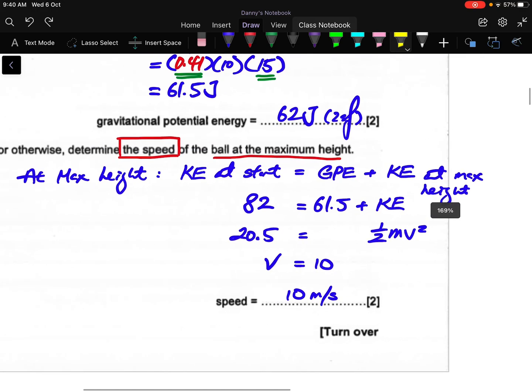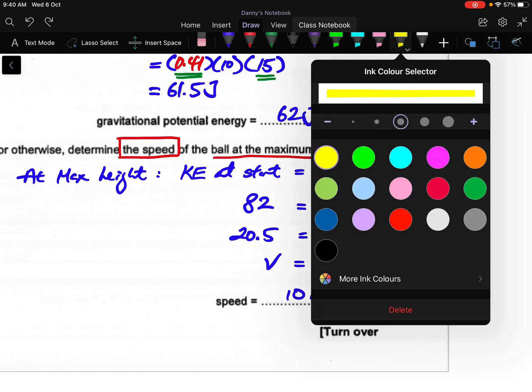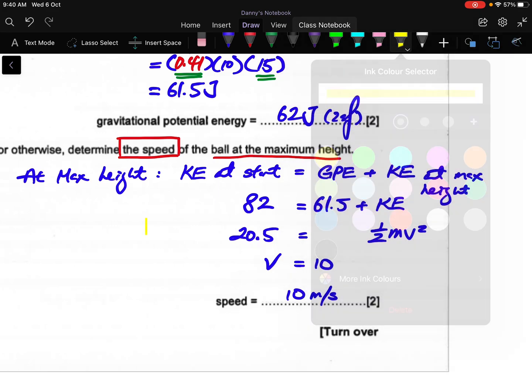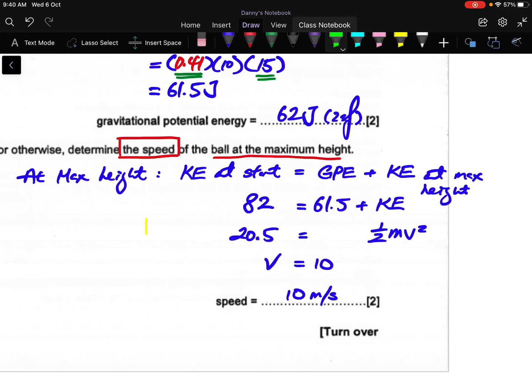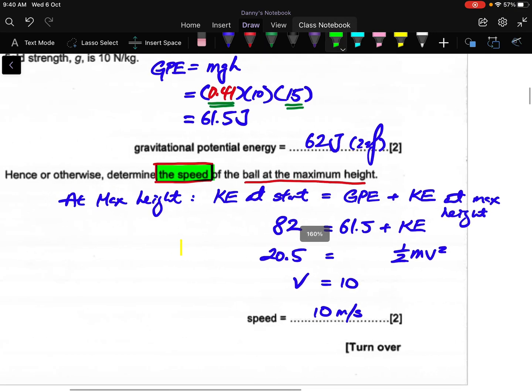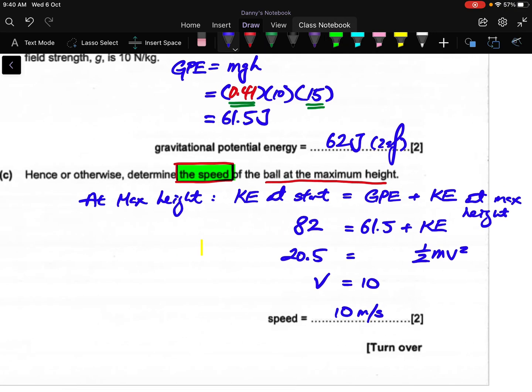For part C, basically you do not use half mv squared because you do not know the speed. So what you can do is that when cases like that happen, I know that some of you, whenever you see a question that says determine speed, in your mind you quickly think, oh okay, v equals distance over time, v equals f lambda, and then you realise none of it works.